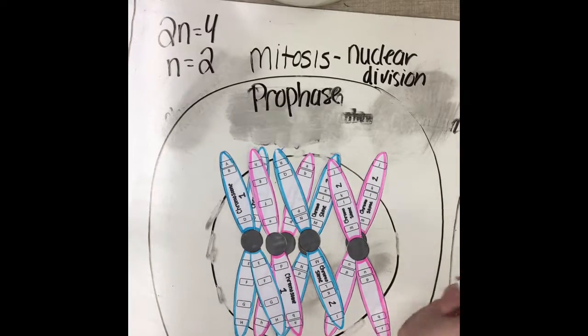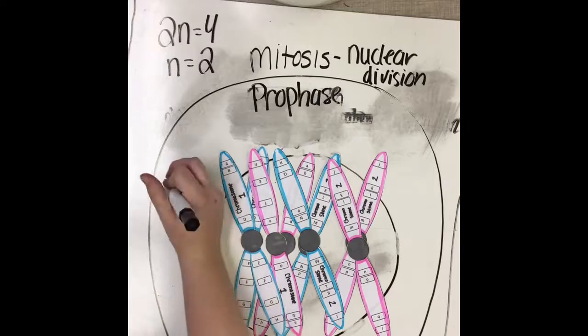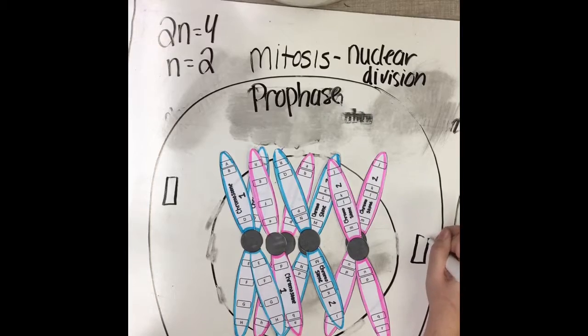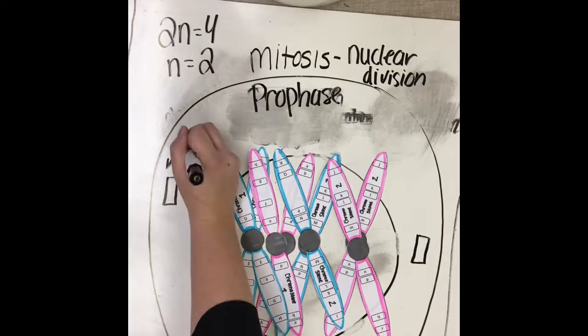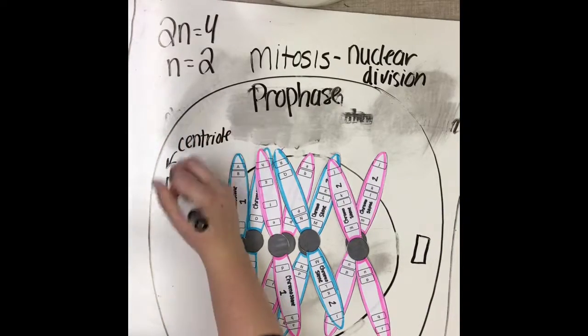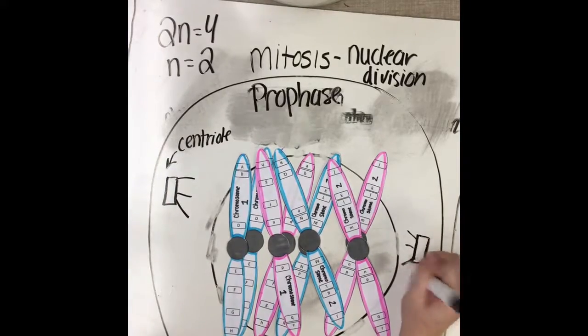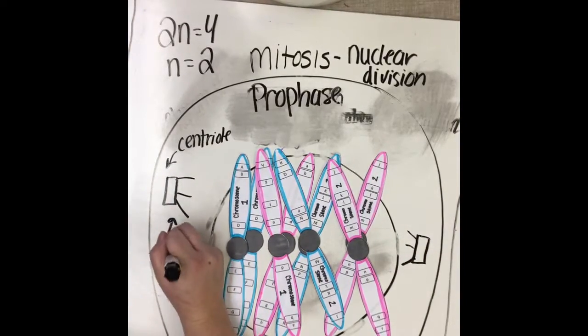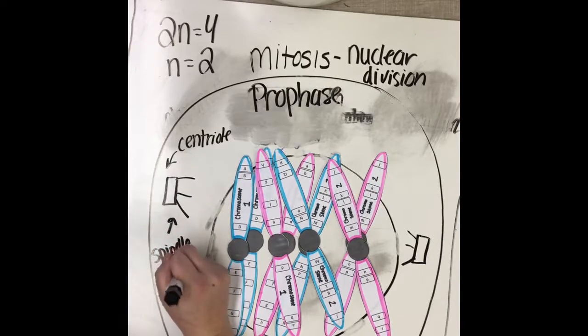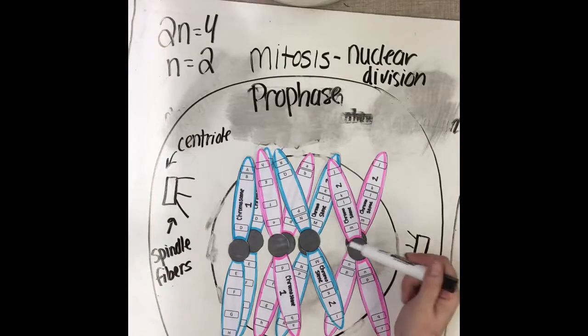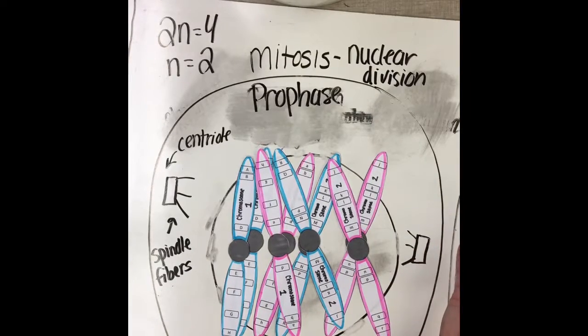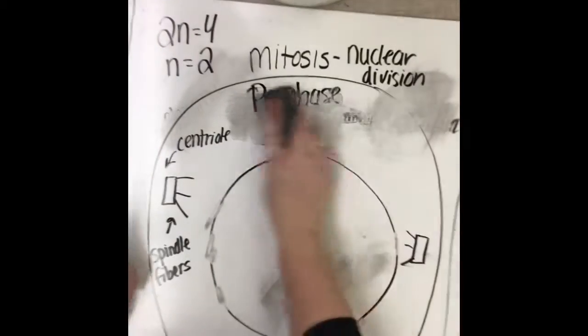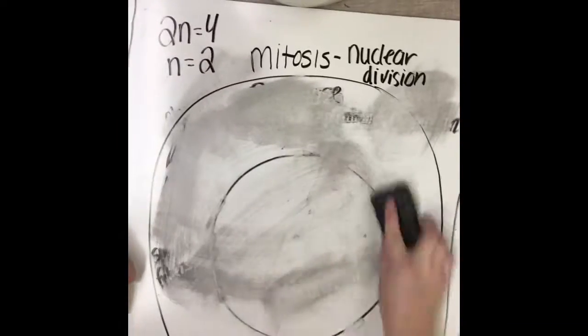You are also going to have the start of the formation of organelles that are only found in animal cells. They're called centrioles. These centrioles are going to form what we call spindle fibers. And spindle fibers are going to help move these chromosomes during the rest of the phases. Okay, so that's prophase. In the next step, which is called metaphase, I'm going to erase this.